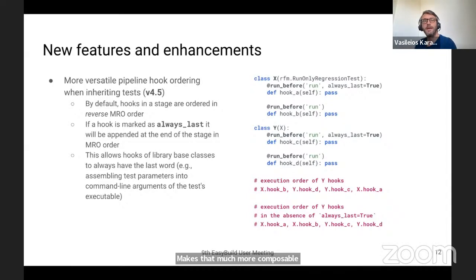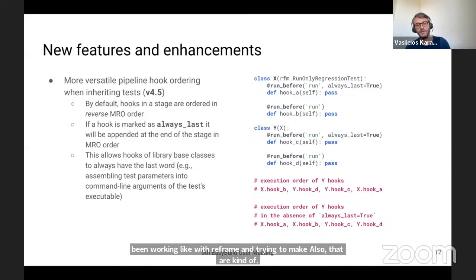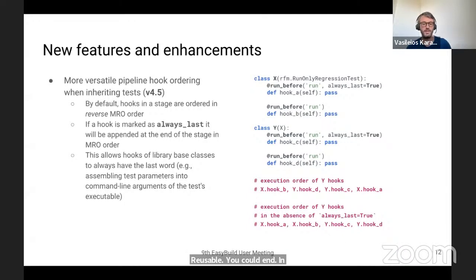Another thing that has been a bit tricky, if you have been working with ReFrame and trying to make tests that are reusable, you would end up in the pattern where, for example, I want a base test where I have defined how my test is going to run, and then I might have some site-specific subclasses. And ideally, just before submitting, you wanted to assemble the final test command line that you're going to run, the executable. And you would usually use hooks for that.